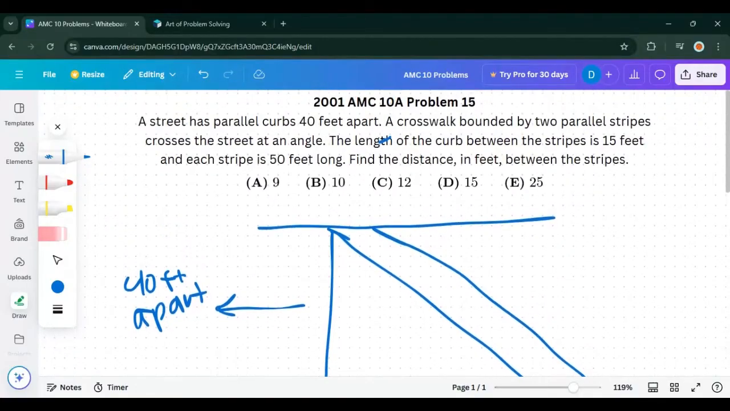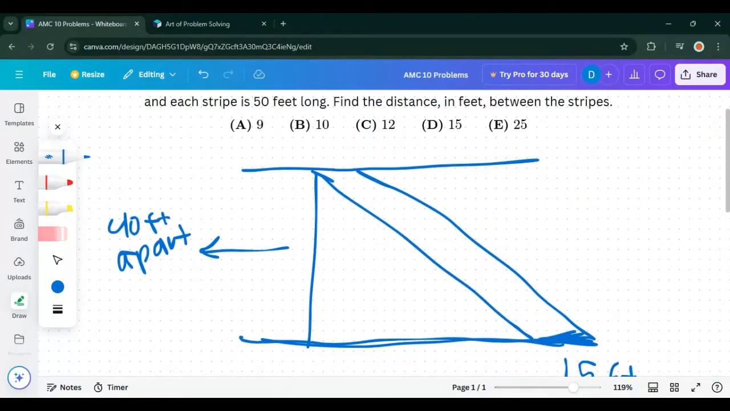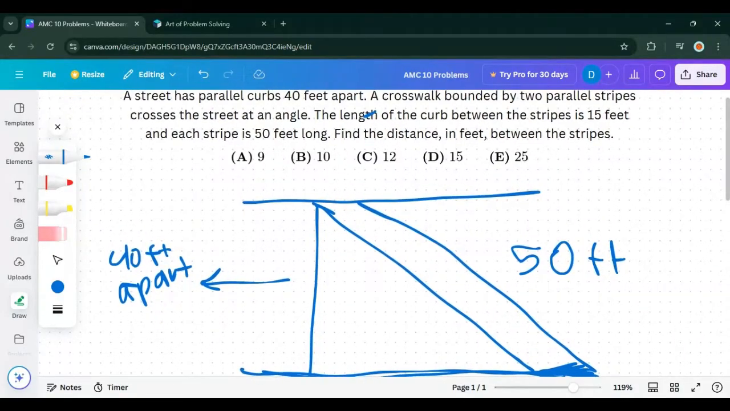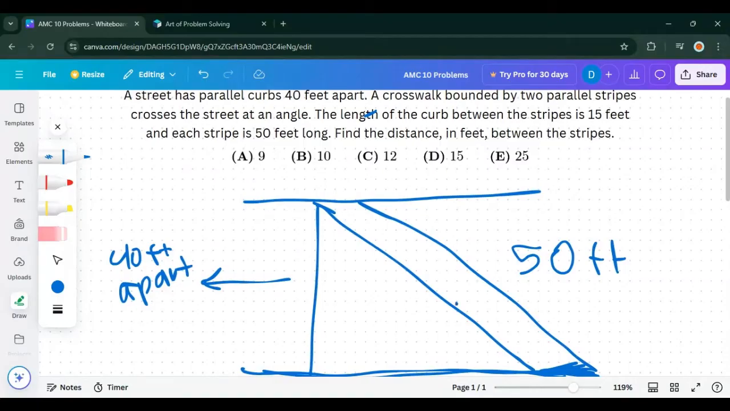Okay. And each stripe is 50 feet long. So each stripe right here is 50 feet long. Find the distance in feet between the stripes. So between the stripes right here, that's what we're looking for. We'll just name it X first.